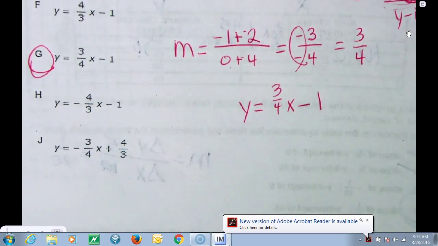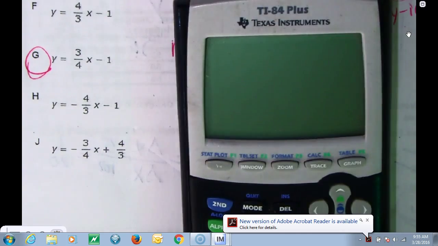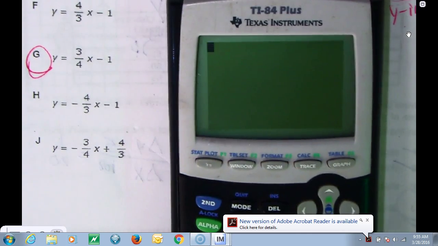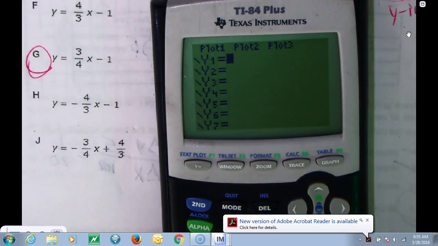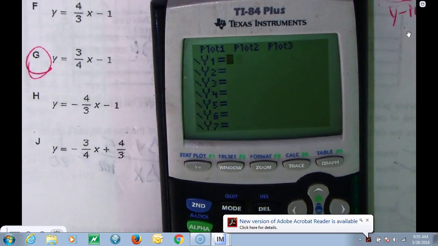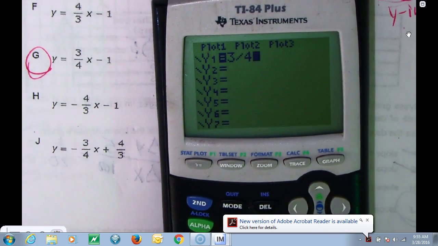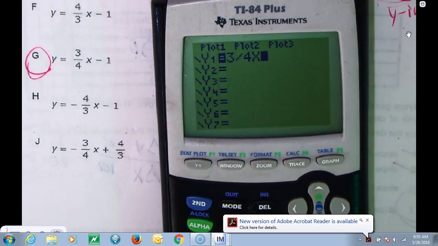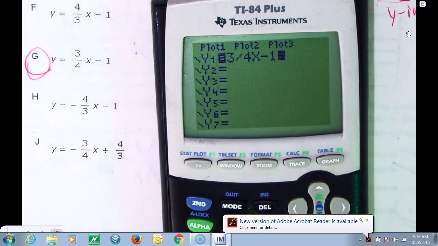Do y'all remember how to put that in the calculator and look at the table? Some people remember. Okay, go to y equals on your calculator. We're just going to do this real quick, because it might help somebody. Y equals, top left corner. And you're going to put 3 divided by 4. Remember, your x is right here beside the green button. Minus 1. Not negative 1, minus 1.